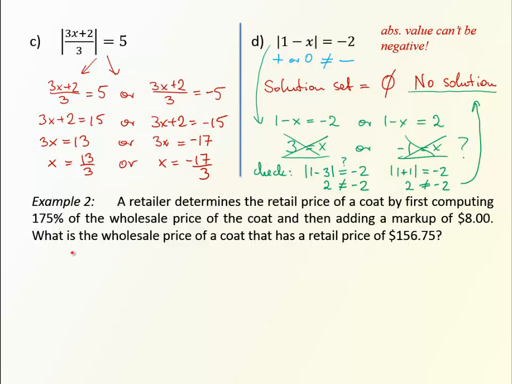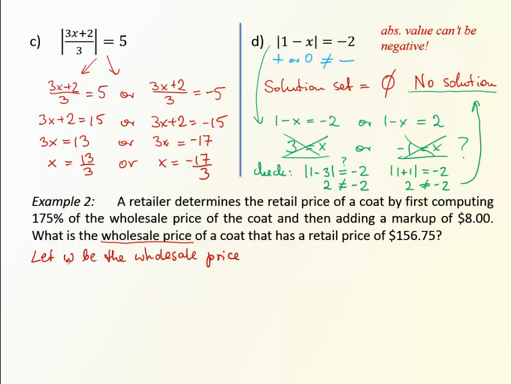What is the wholesale price of a coat that has a retail price of $156.75? Well, the first thing that I would do is to read again the question and set up a variable for what the question asks. What is the wholesale price? So if we use a suggestive letter, we can say let W be the wholesale price.